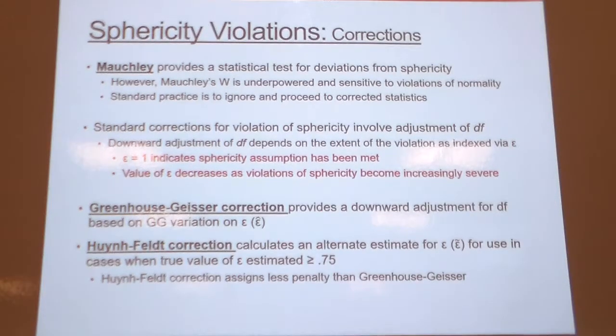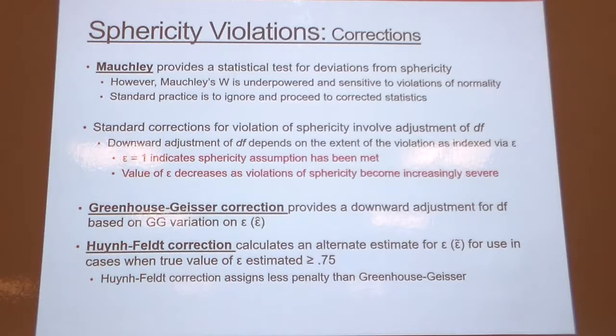A couple of different corrections that we have available to us in SPSS. Greenhouse-Geisser correction: we're adjusting your degrees of freedom based on Greenhouse-Geisser's correction or variation on sigma, okay? This is often indicated as sigma hat, okay? You've got a Huynh-Feldt correction that's using a slightly different version of this. What ends up happening is Huynh-Feldt assigns less of a penalty than Greenhouse-Geisser, right? We typically use Greenhouse-Geisser as the more conservative of the tests.